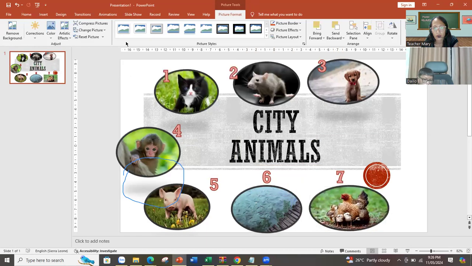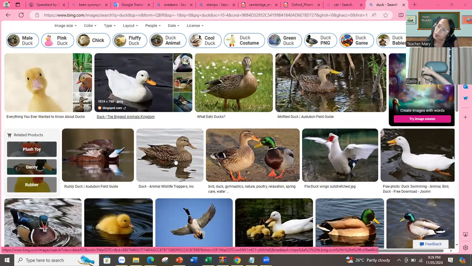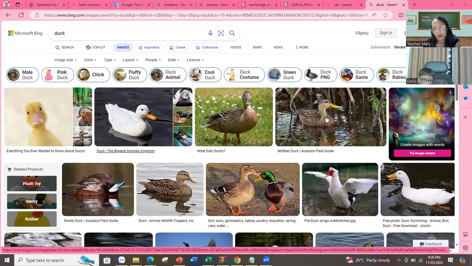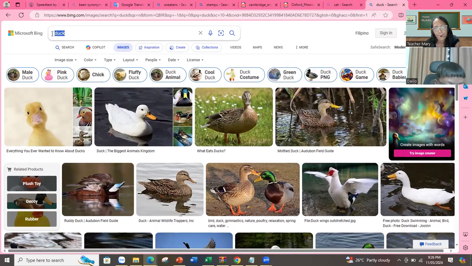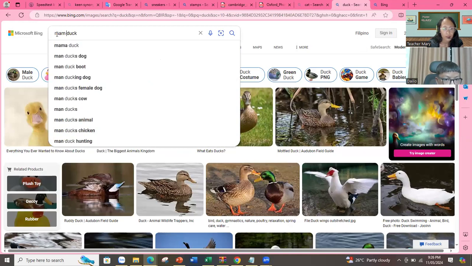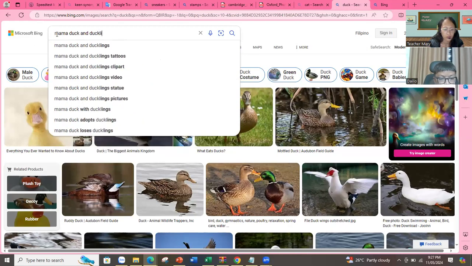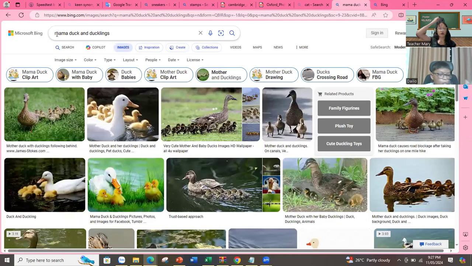Duck. Okay, which one? You want this? No. Mommy duck and baby duck. Okay. Oh my God. What happened? Mama duck. And chicks. I mean ducklings. Ducklings. Baby ducks are called ducklings. Which one?